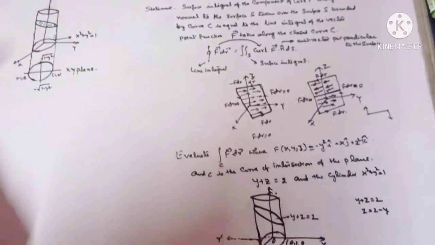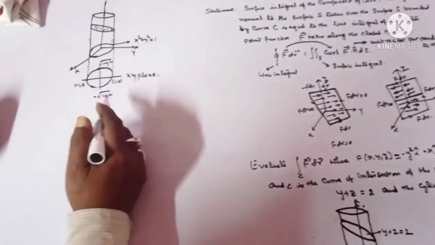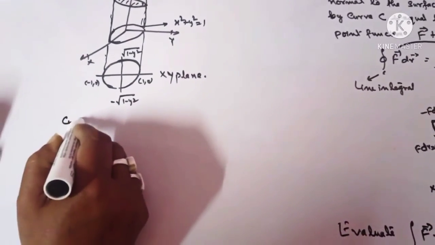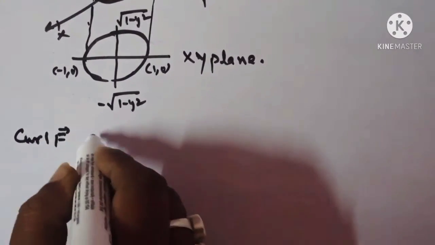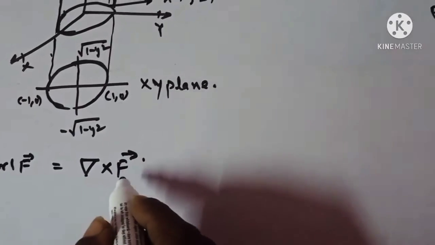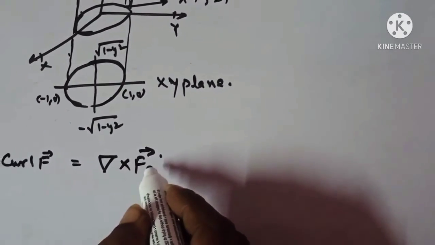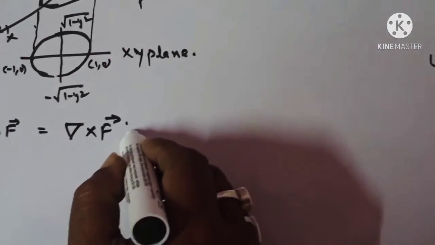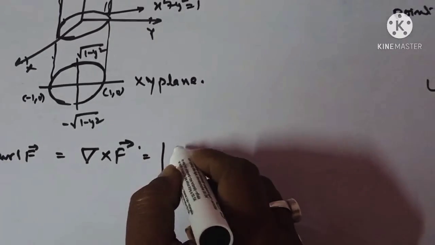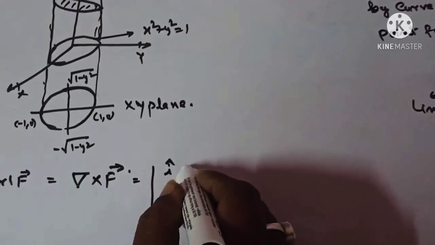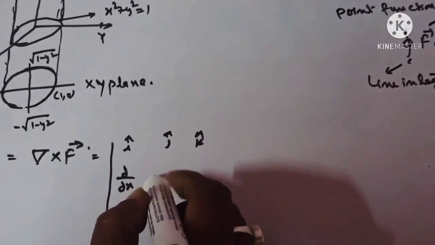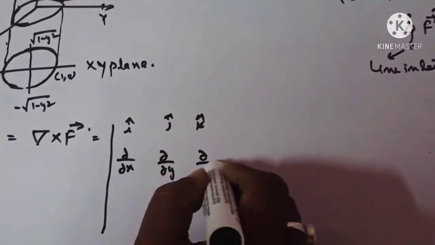So while shifting from line integral to surface integral, that is your force. Now this curl of f, what is this curl of f? This is equal to the operator cross vector f. You know that the vector cross product is solved by the determinant method: i cap, j cap and k cap, and del by del x, del by del y, and del by del z.